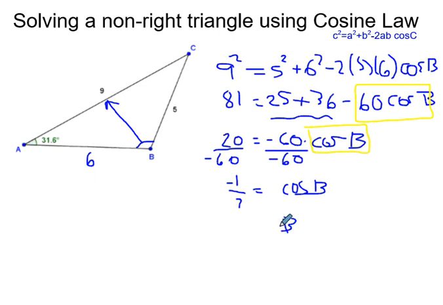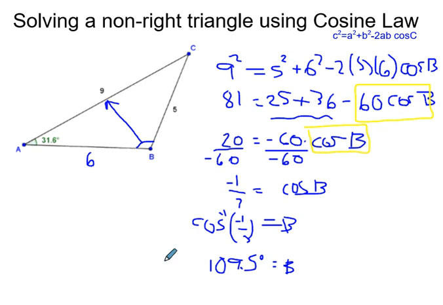So to get your B, B here will be equal to cosine inverse of negative 1 over 3. So you're going to get 109.47. So if you round, 109.5. There's a little bit of a difference from what we did with the sine rule. So there you go for your angle B.